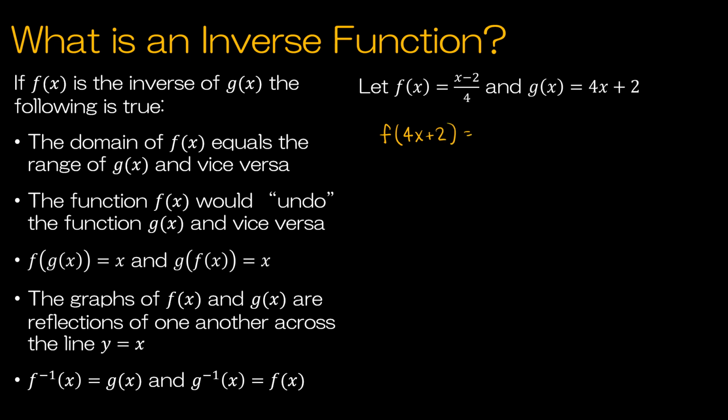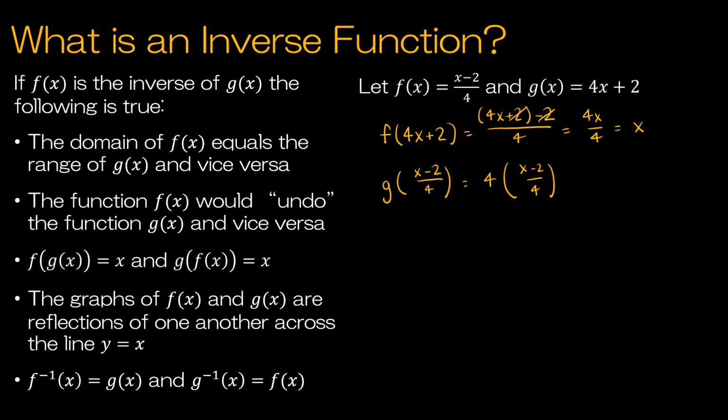So in my f of x function, I'm replacing x with 4x plus 2. And then I have minus 2 divided by 4. We'll simplify. Plus 2 minus 2 cancels. That gives me 4x over 4. The result is x. Let's go in reverse. g of f of x. So g of (x minus 2)/4 would be 4 times (x minus 2)/4, and then plus 2. The 4's will cancel. That gives me x minus 2 plus 2. Those cancel. I get x.